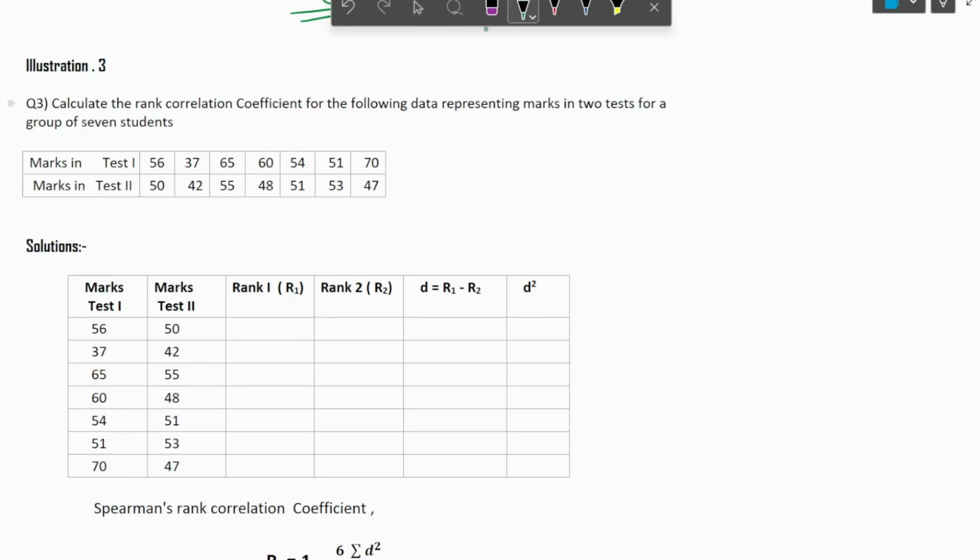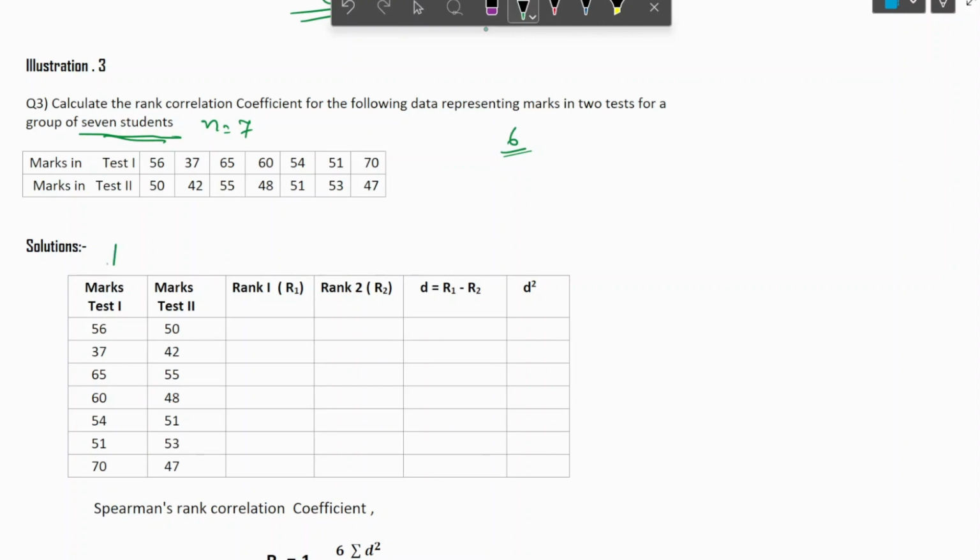Okay. See here, calculate rank correlation coefficient for the following data representing marks in two tests for a group of 7 students. How many students? 7. That means n equal to 7. Now, marks in test 1: 56, 37, 65, 60, 54, 51, 70. And here: 50, 42, 55, 45, 51, 53, 47. These are the marks given. Now here what we are going to calculate, that is Spearman rank correlation coefficient. Same way we are going to consider the 6 column table.